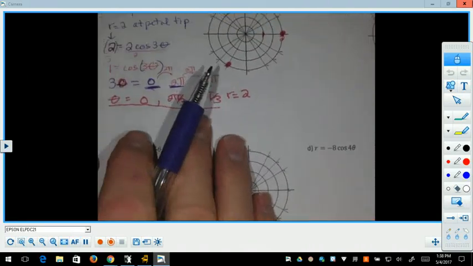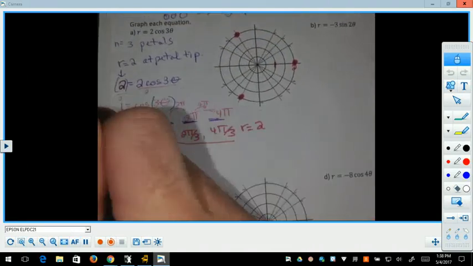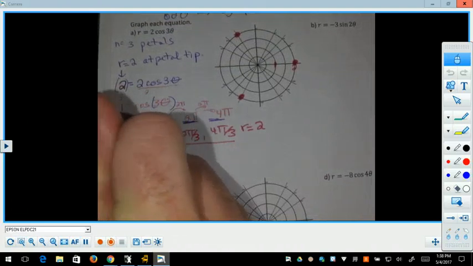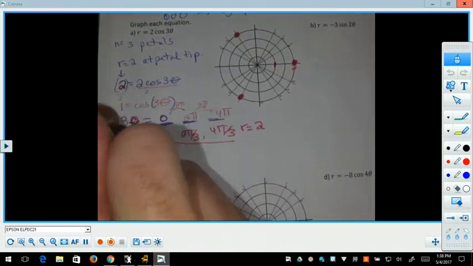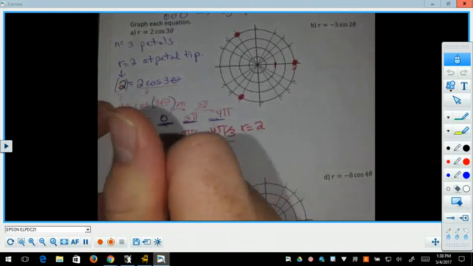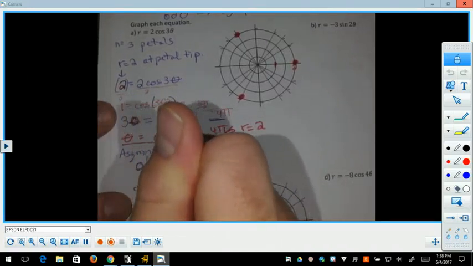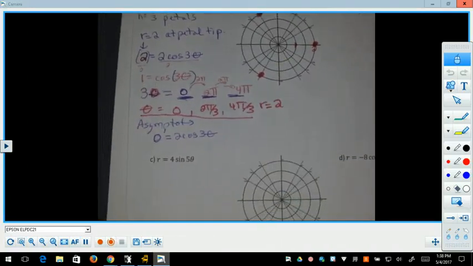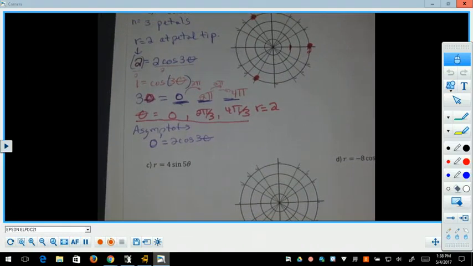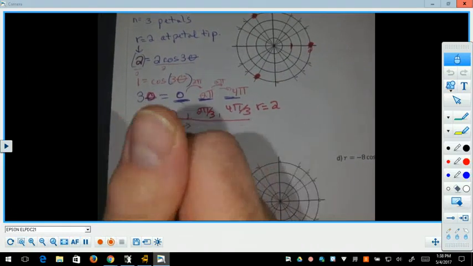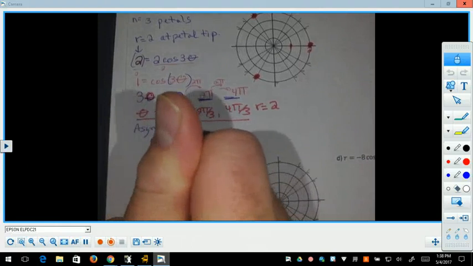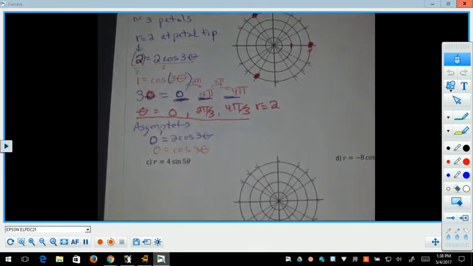So on this one up here, we're going to find the asymptotes now. I'm going to do 0 equals 2 cosine of 3 theta. What's going to happen to the 2? We're going to divide by it, and 0 divided by 2 is still 0. So 0 equals cosine of 3 theta. Well, cosine is 0 in 2 places: pi over 2 and 3 pi over 2.